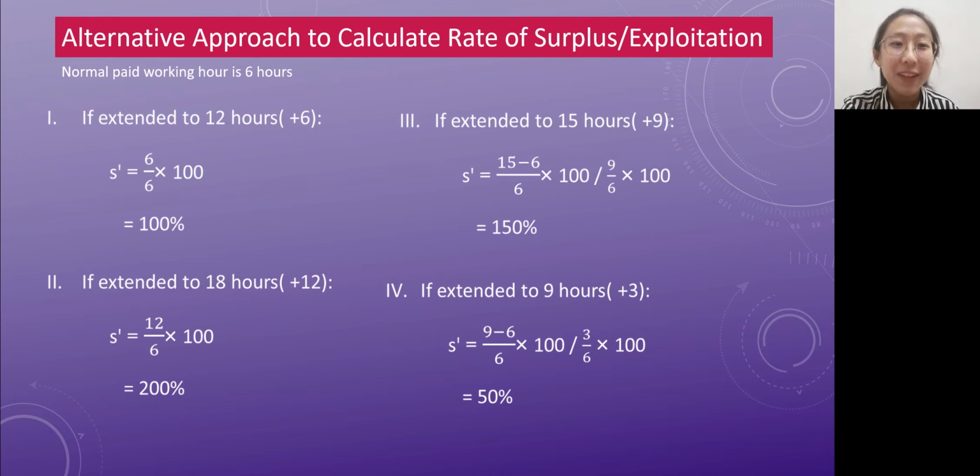Normal paid working hour is 6 hours. If extended to 12 hours, it means plus 6 hours. The rate of the surplus is equal to 6 divided by 6, multiplied by 100%, and then we get 100%. We see the next page.